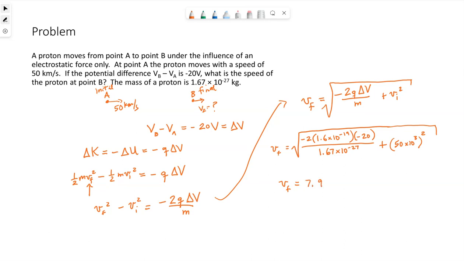So this is what I'm getting. This is in meters per second. Putting it back in kilometers per second, this would give me 80 kilometers per second, since I have to round the 9. Now let's make sure that makes sense.